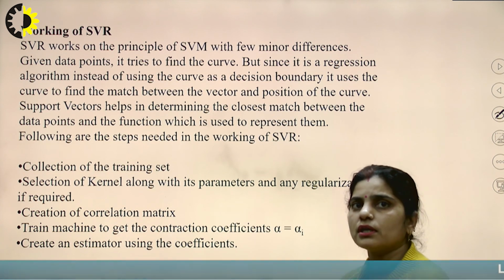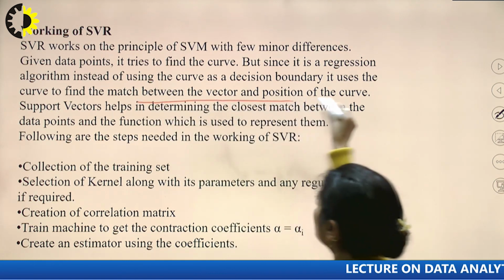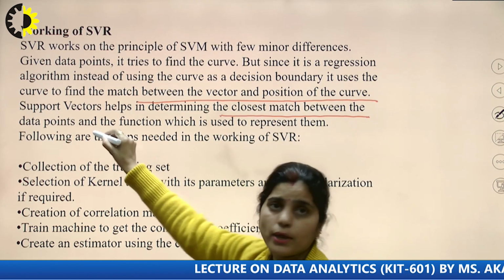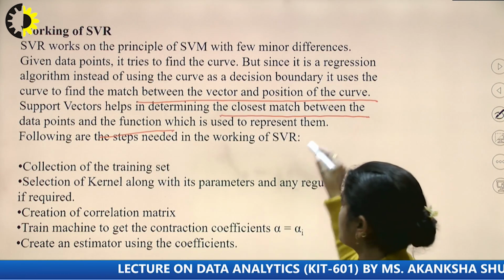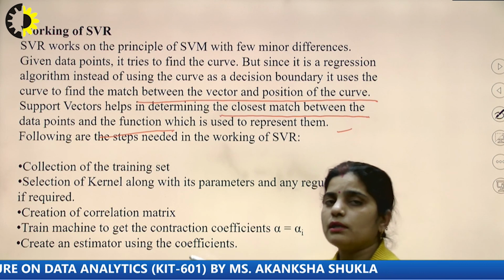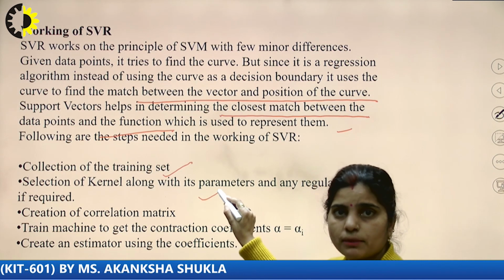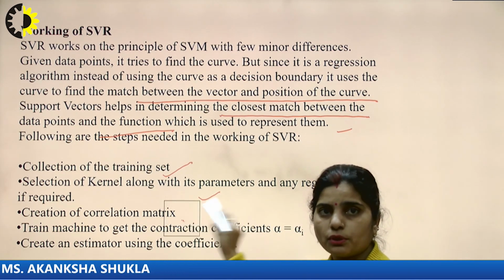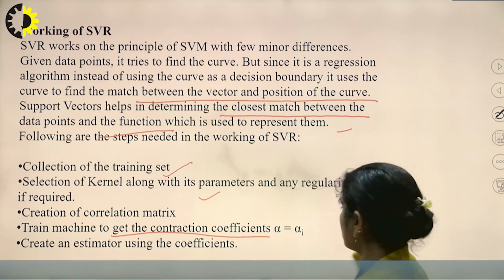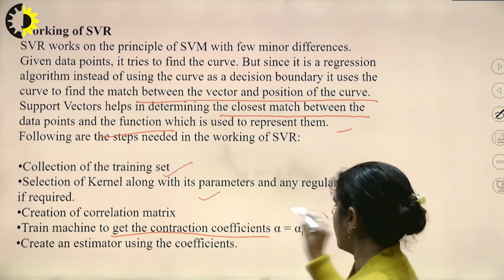Instead of using the curve as a decision boundary, it uses the curve to find the match between the vector and the position of the curve. So it helps in determining the closest match between the data points and the function which we use to represent them. These are the steps used in the working of SVR. First is collection of the training set, then selection of the kernel along with the parameters, then we create the correlation matrix, and then we train the machine to get the contraction coefficient, alpha equal to alpha i. Now we create an estimator using these coefficients.